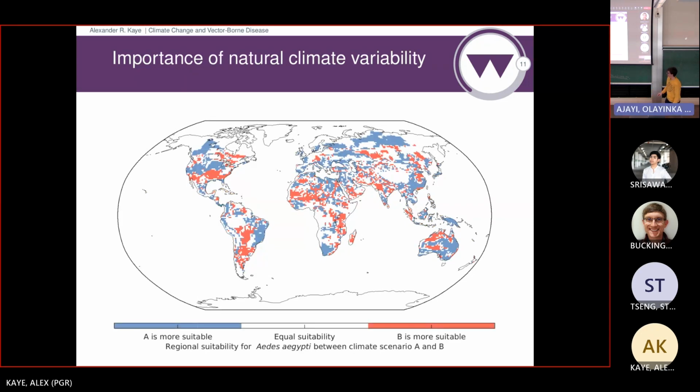And this is the plot of the difference between the two, where I've defined more suitable as being more suitable by a month or more for the mosquitoes. And so you can see this is really quite patchy, and we do see a lot of difference in the suitability. And so quite a big result of what I'm working on currently is how important is natural climate variability, and current evidence points towards it being very important indeed.